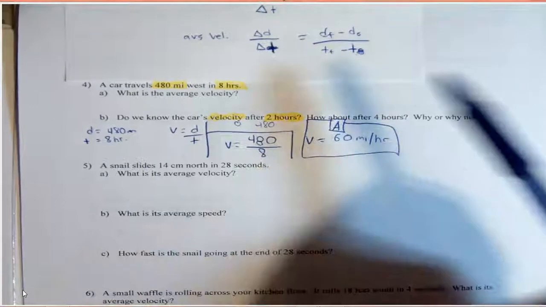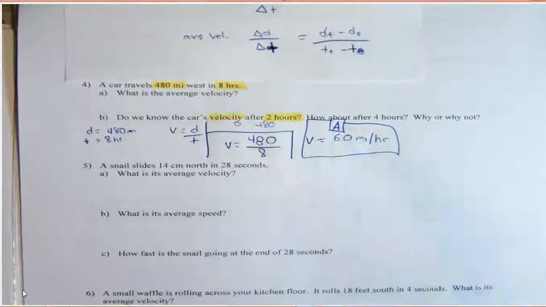Okay? So with that being said, the answer to B is we don't know. No, we don't know 2 hours. No, we don't know 4 hours, because we need more information. Okay? We can only calculate the average. Awesome. So, let's look at 5.